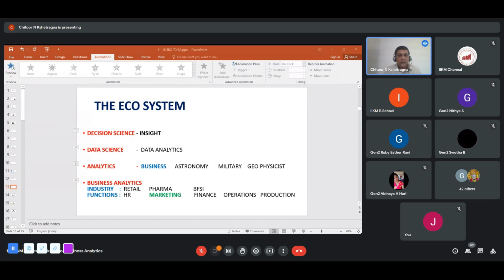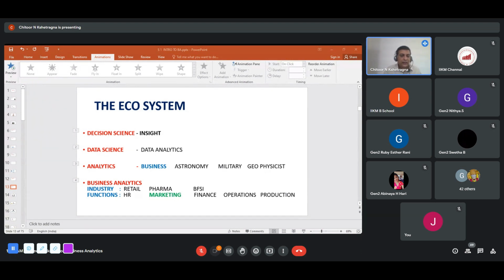When businesses do it, it's business analytics. Like what is it? Flipkart, Amazon, Uber, Zepto, Zomato, Swiggy, or LG, Samsung, HDFC Bank, ICICI Bank, HSBC Bank, American Express Bank. When they do analytics, it's called business analytics.